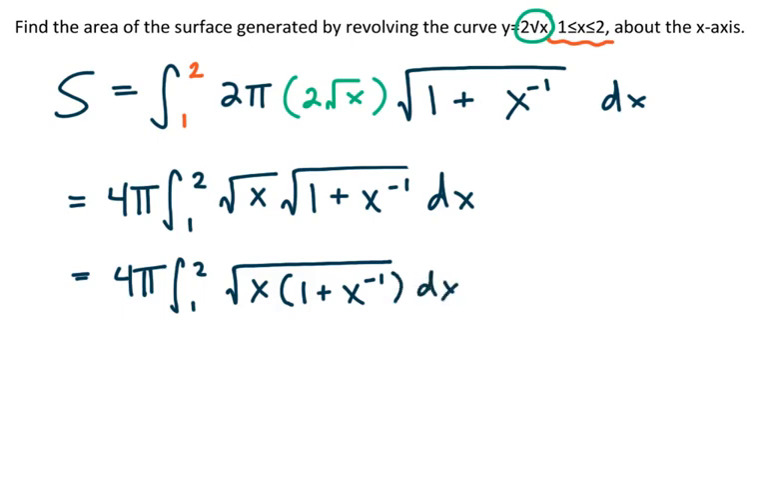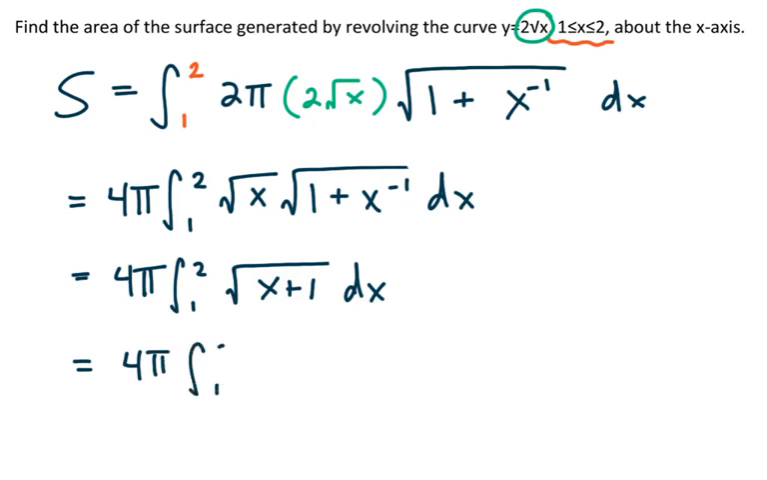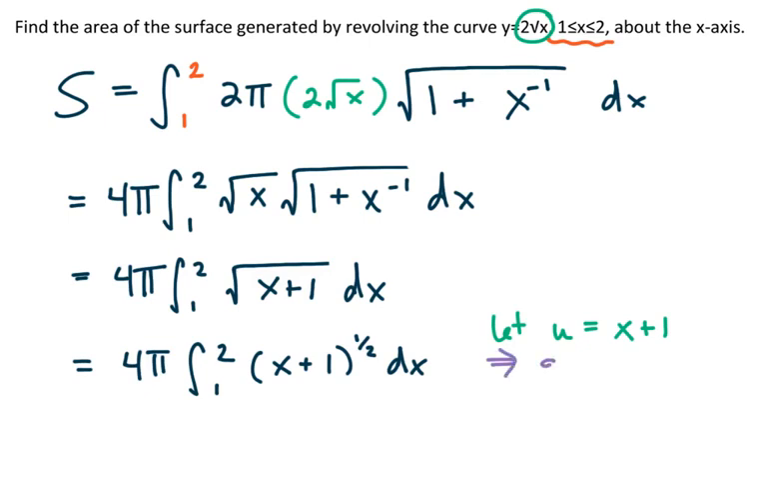And of course I can distribute that. If I were to distribute that, I'm actually going to end up with x plus 1 under my radical. So I've got the square root of x plus 1 dx. In order to solve this, we're going to need to use a u substitution. I like to think about that x plus 1 to the 1/2 power. So we will come over here and I'll say let u equal x plus 1. Then the derivative of u with respect to x equals 1, or du equals dx.